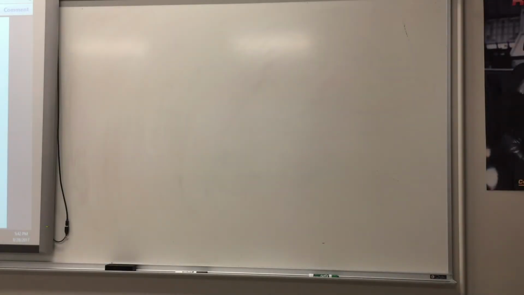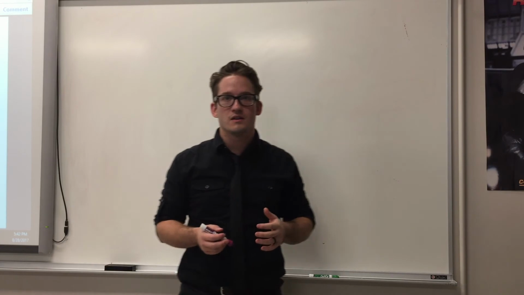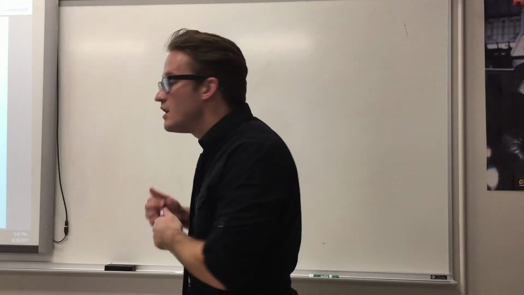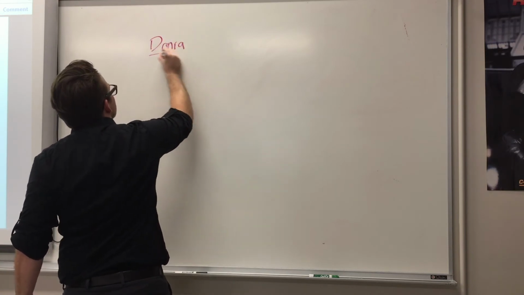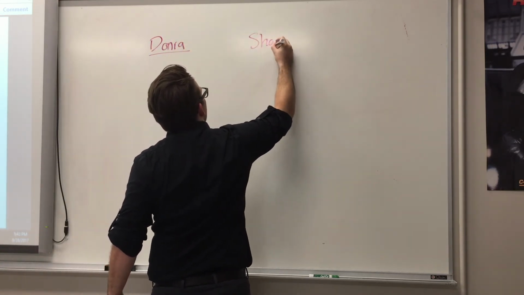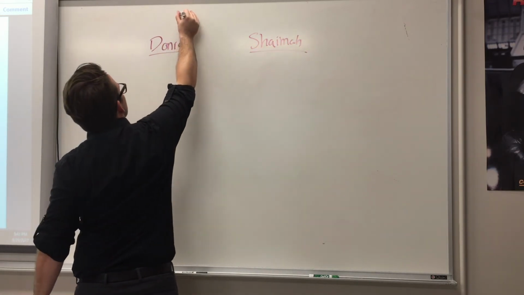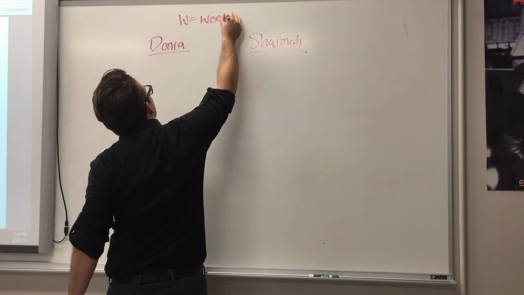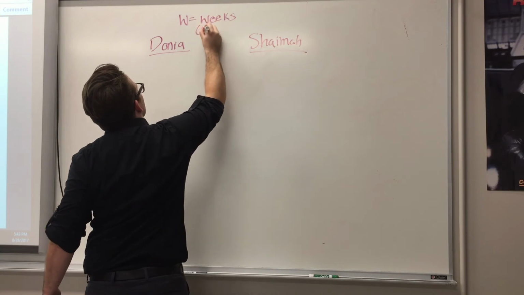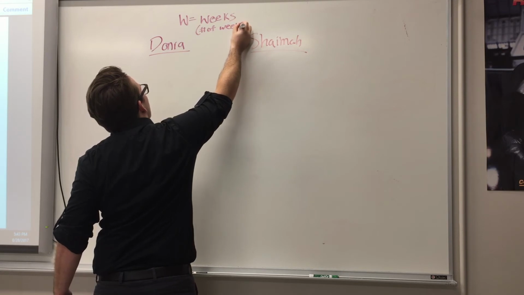All right, when solving an equation, the first thing we need to do is define the variable. So what is the thing we're trying to find? Well, for both Shema and Danya, we're trying to figure out after how many weeks it takes them to earn enough money to pay for that phone. So for Danya and Shema, the unknown is W, which stands for weeks, the number of weeks. Very important to define the variable.